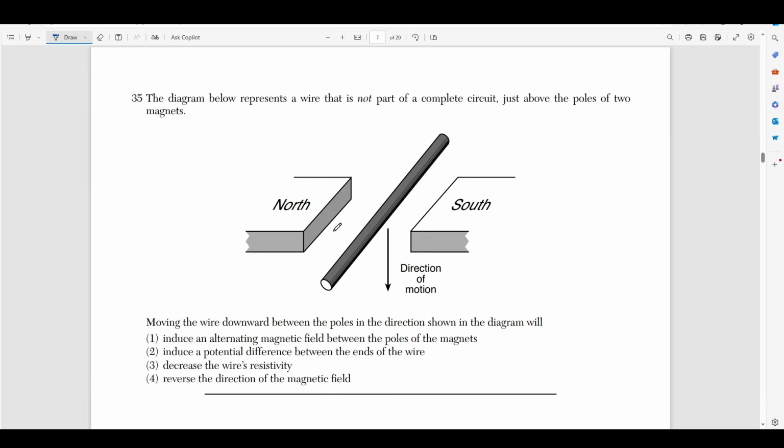Moving on to number 35, it says the magnet below represents a wire that is not a part of a complete circuit, just above the two poles of a magnet. So moving the wire downward between the poles in the direction shown in the diagram will do what? Well, it's going to induce a potential difference between the ends of the wire. Whenever you move a wire, or move something that can conduct electricity between two magnets, it creates a potential difference, or it creates voltage.